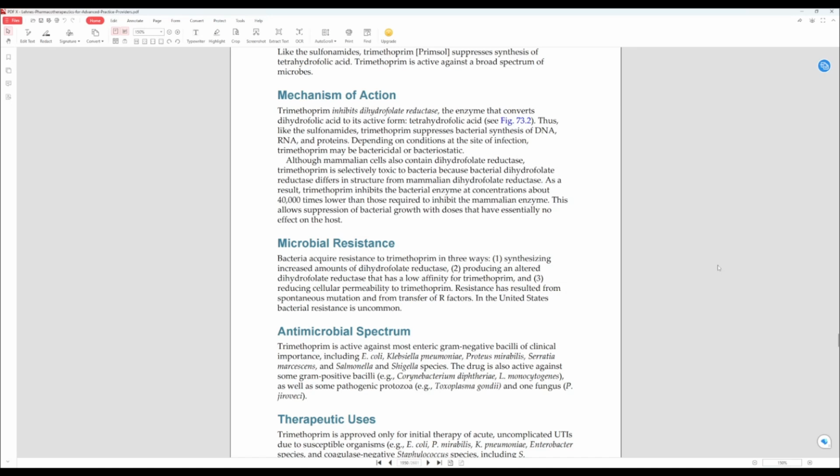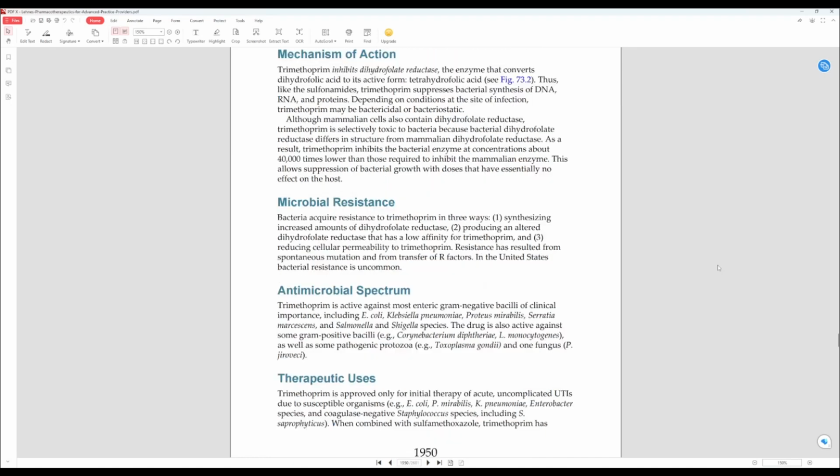Thus, like the sulfonamides, trimethoprim suppresses bacterial synthesis of DNA, RNA, and proteins. Depending on the conditions at the site of infection, trimethoprim may be bactericidal or bacteriostatic. Although mammalian cells also contain dihydrofolate reductase, trimethoprim is selectively toxic to bacteria because bacterial dihydrofolate reductase differs in structure from mammalian dihydrofolate reductase. As a result, trimethoprim inhibits the bacterial enzyme at concentrations about 40,000 times lower than those required to inhibit the mammalian enzyme. This also suppresses bacterial growth with doses that have essentially no effect on the host.